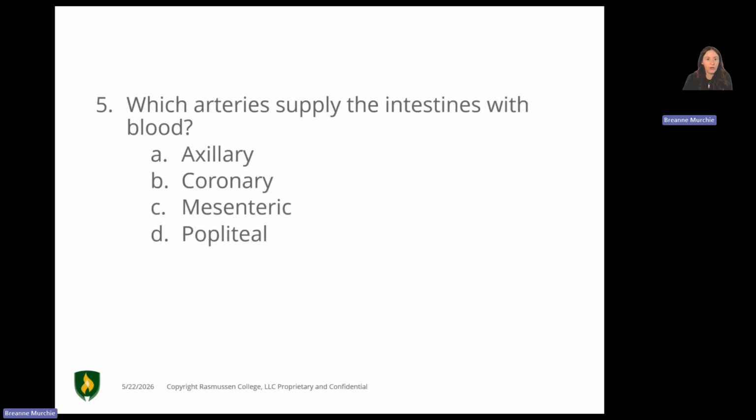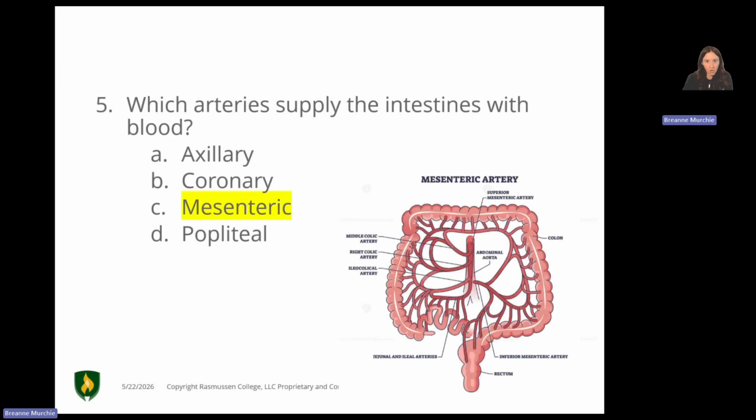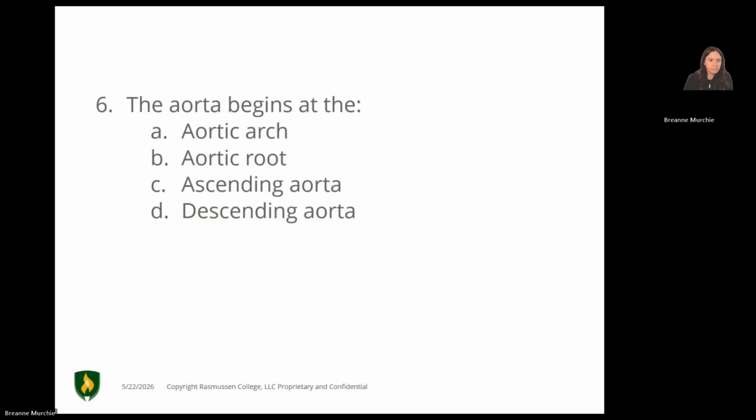There we go. Okay, number 5, which arteries supply the intestines with blood? That is your mesenteric artery. The superior and inferior mesenteric arteries are going to give rise to all those branches. Yeah, they arise off of the abdominal aorta.